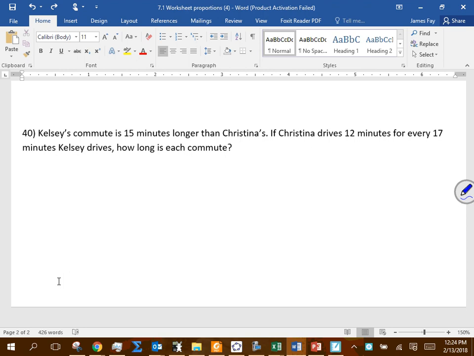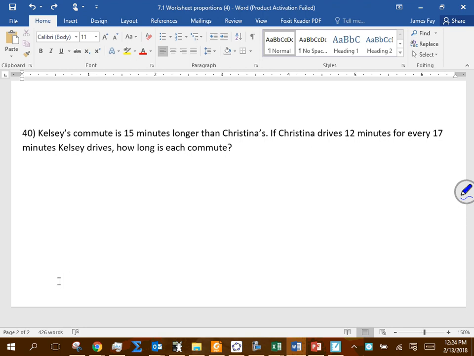When you're having this situation in story problems, when you are trying to decipher variables, you let the thing that you know the least amount of information about be your simplest variable. So what would our simple variable be here? If you don't know something, what do you let be? Usually x, right? So I'm going to let Christina's commute time be x. Then automatically I know Kelsey's commute time would be x plus 15. That's the way I think is most appropriate here.